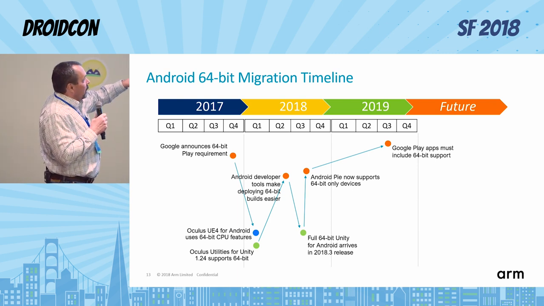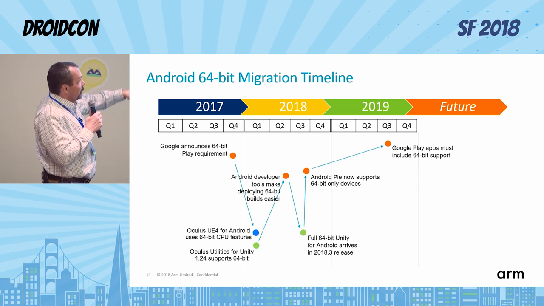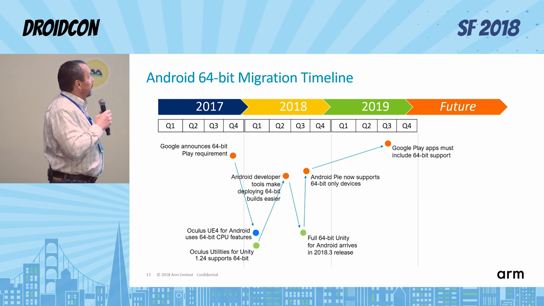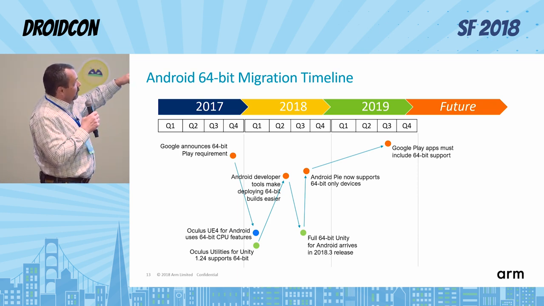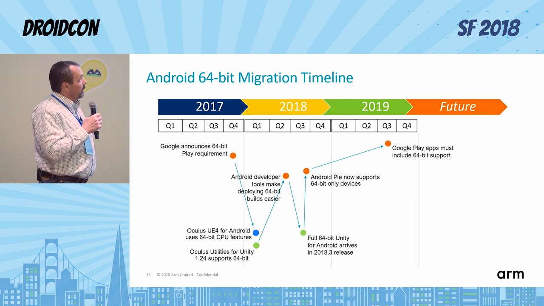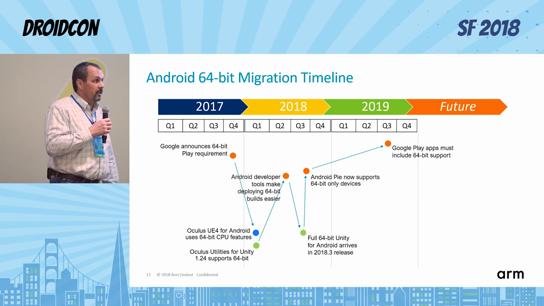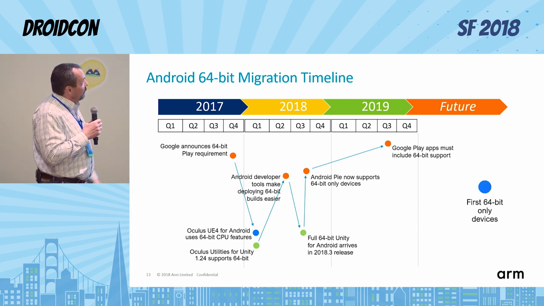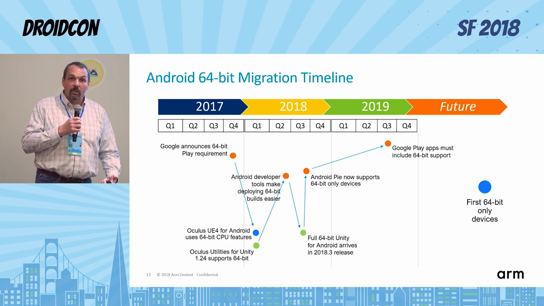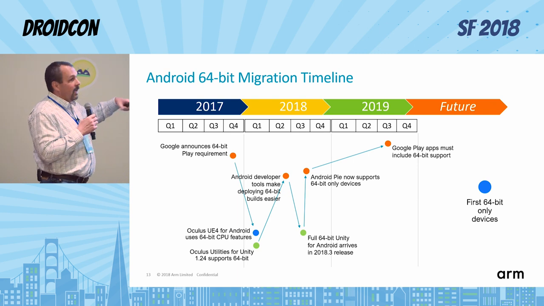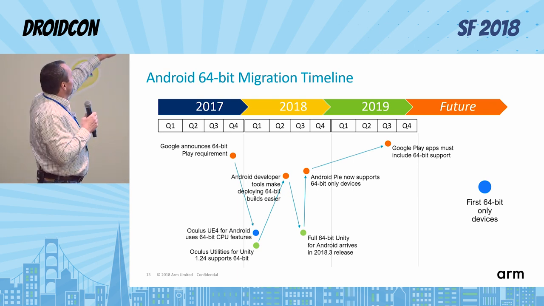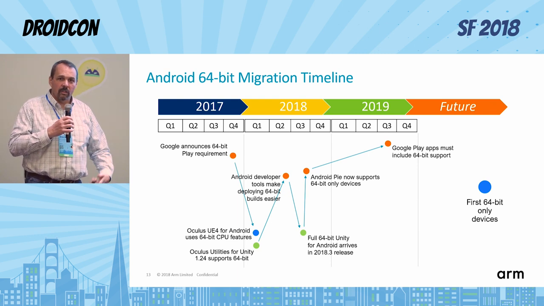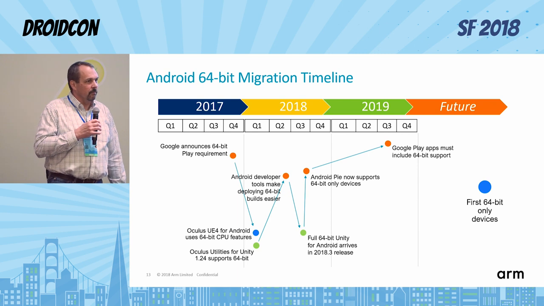So Google's been doing some things behind the scenes that I'll share with you. Just a month or so ago, Unity announced that they're supporting 64-bit for their 2018.3 engine. Android Pie, which I mentioned earlier, now supports 64-bit only devices. And then by Q3 of next year is when the mandate kicks in for having a 64-bit capability in your app. In the future, we believe we'll start to see 64-bit only devices. And I have a bunch of links at the end. The very first Google announcement mentioned that Google is very supportive of 64-bit only, but there are some ecosystem hurdles that we have to get over.